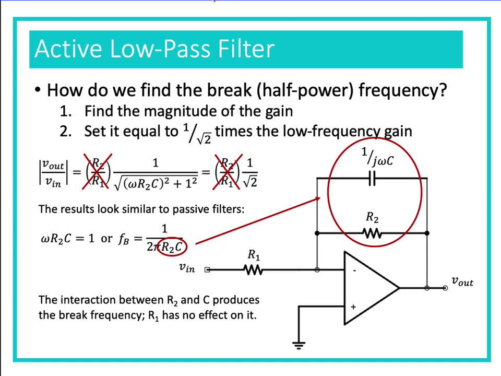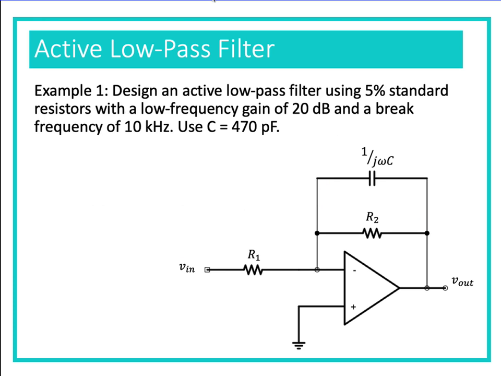So what would we do if we wanted to actually design? Because these filters are pretty easy to design. So let's say we want an active low-pass filter, and we need to use standard resistor values just because that's the only thing that we have available. And we want a low frequency gain of 20 dB and a break frequency of 10 kilohertz.